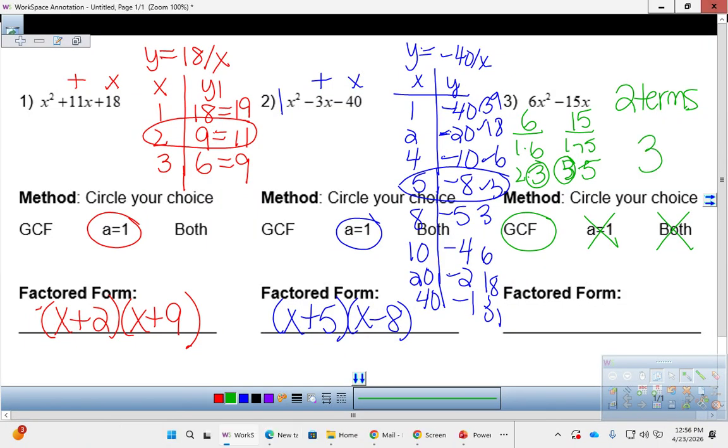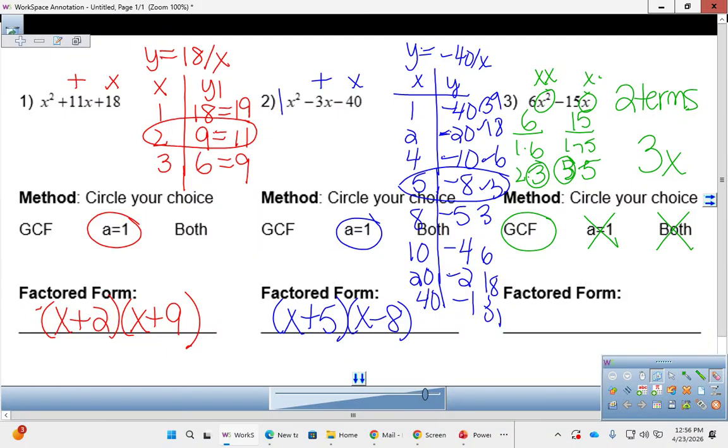Now the other thing I have to look at is the x's. This x squared has 2 x's and this x has 1. So what do they have in common? They both have at least 1 x. I can't do 2 x's because this second term here doesn't have 2 x's, but they both have a single x. So that means that they have a 3x in common.